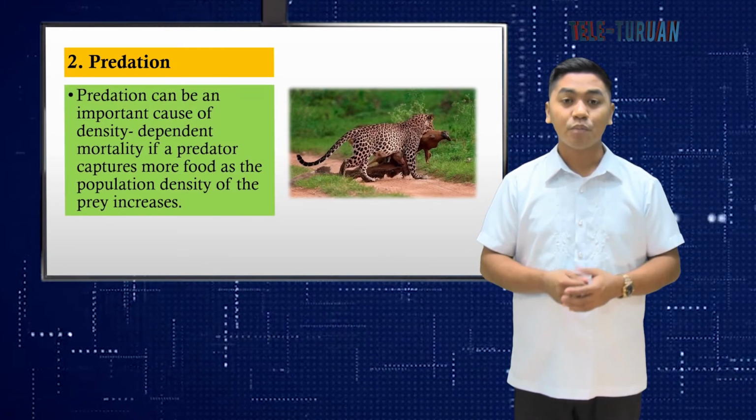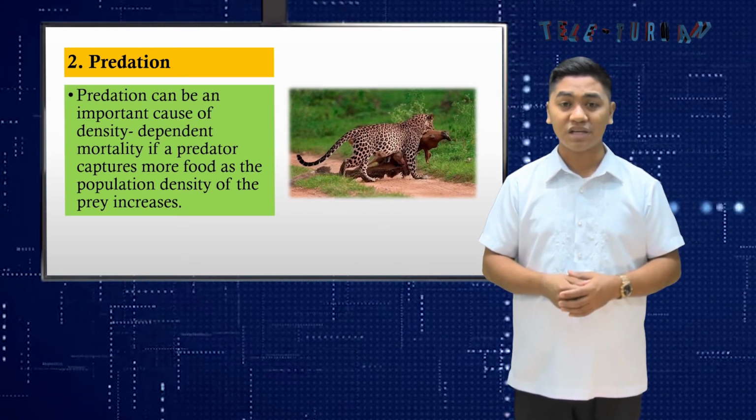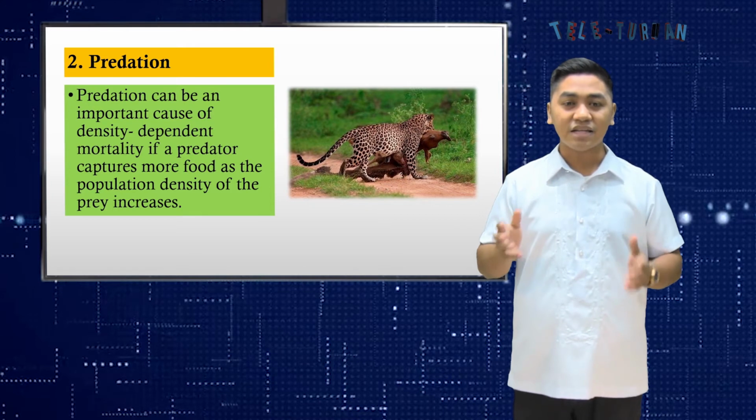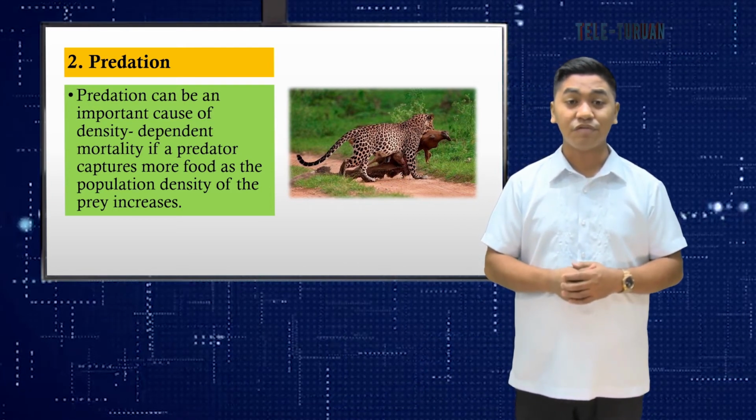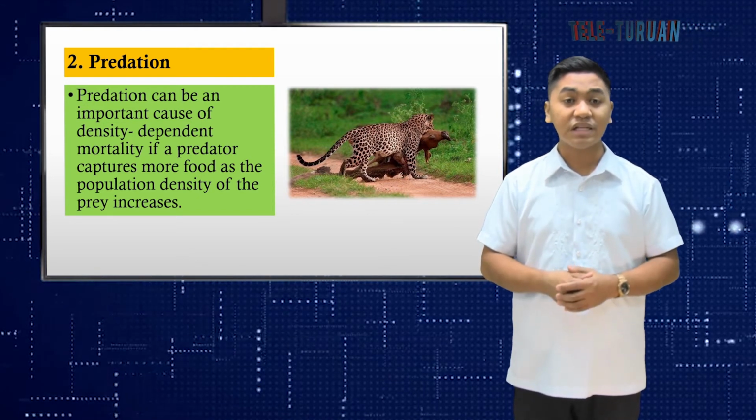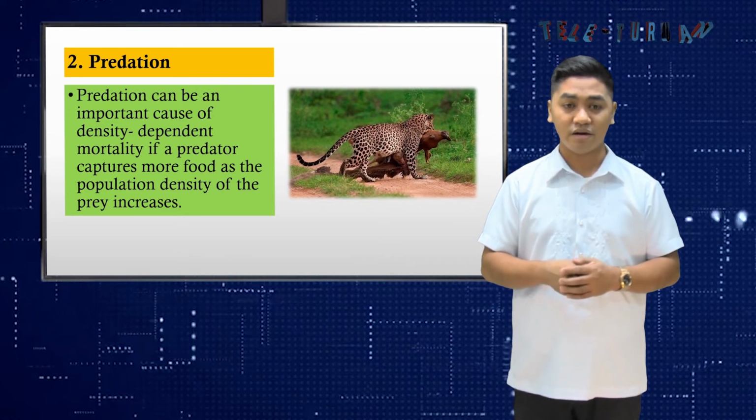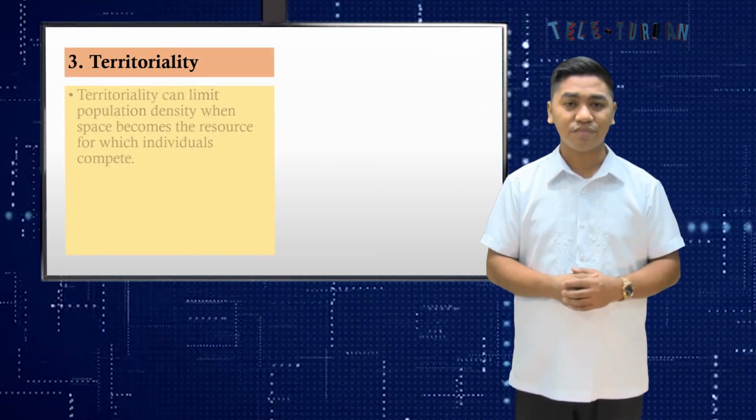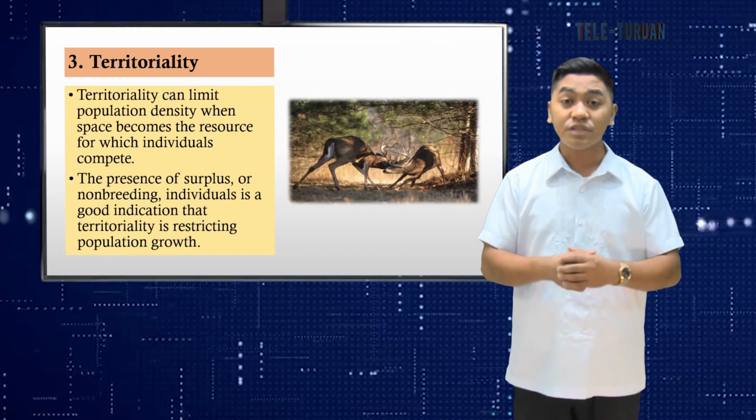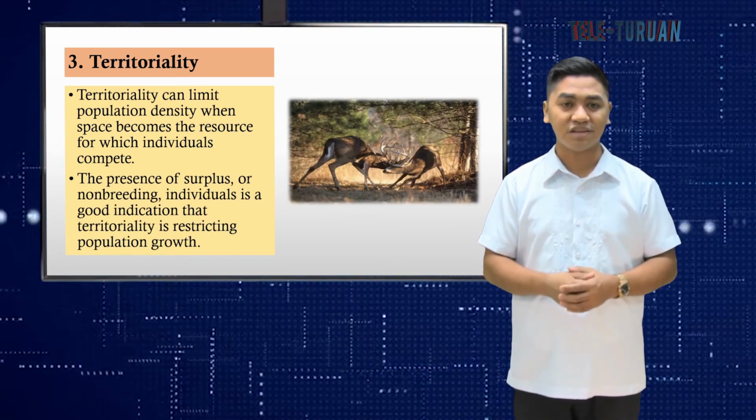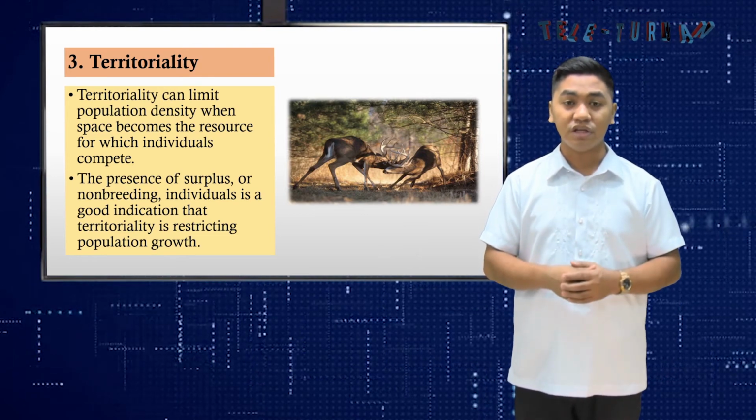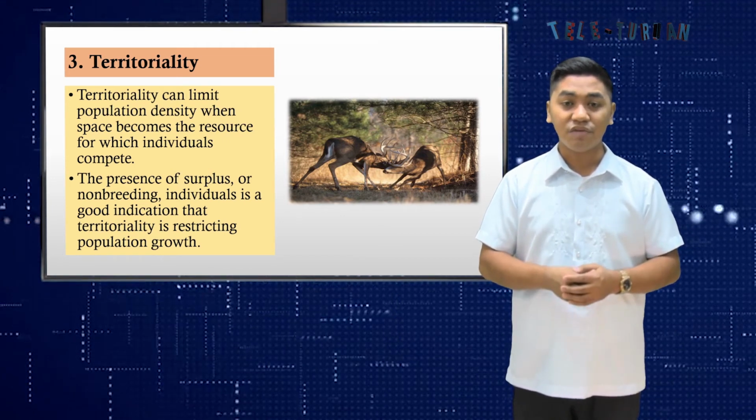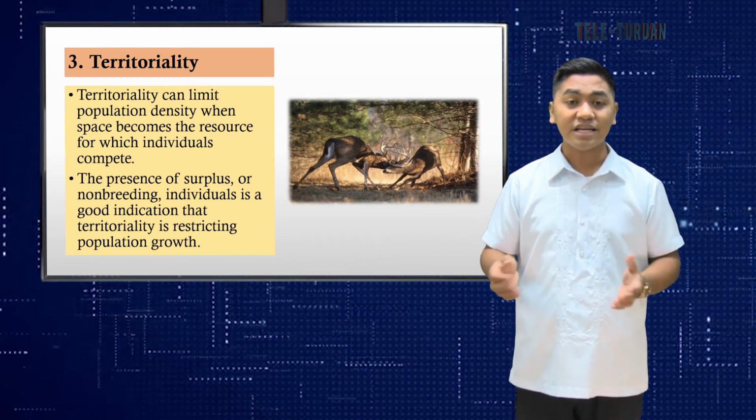Second, we have predation. Predation can be an important cause of density-dependent mortality. A predator captures more food as the population density of the prey increases. As the prey population builds up, predators may also feed preferentially on the species. The predator-prey relationship of some animals, like the snowshoe hare and the lynx, demonstrates a cyclic pattern. Third is territoriality. Territoriality can limit population density when space becomes the resource for which individuals compete. Cheetahs use a chemical marker in urine to warn other cheetahs of their territorial boundaries. The presence of surplus or non-breeding individuals is a good indication that territoriality is restricting population growth.